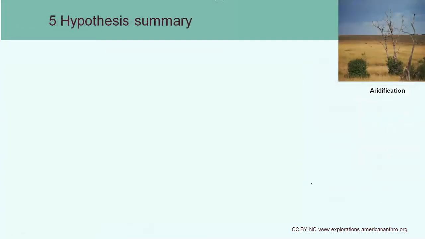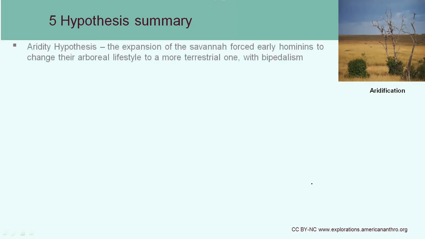So why did hominin evolution occur? We actually have 5 different hypotheses trying to explain it. So let me go through each of them with you. The first one is the aridity hypothesis. The idea is that our ancestors would have lived in the forest, but because of climate change, there was a reduction in the forests and an expansion of the savanna. So basically the environment got drier. That's what aridity means. It means it got drier.